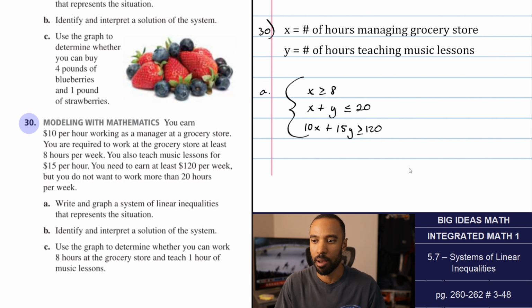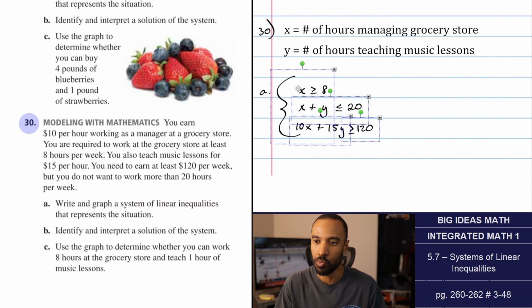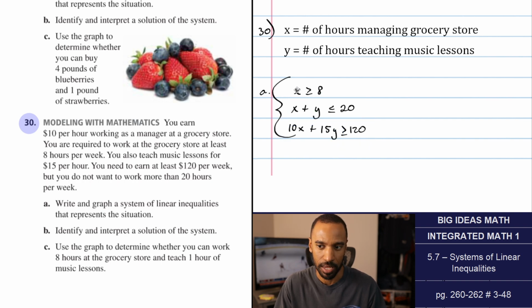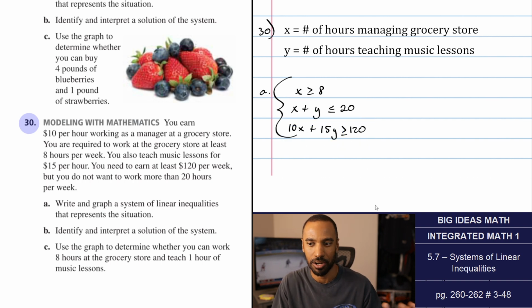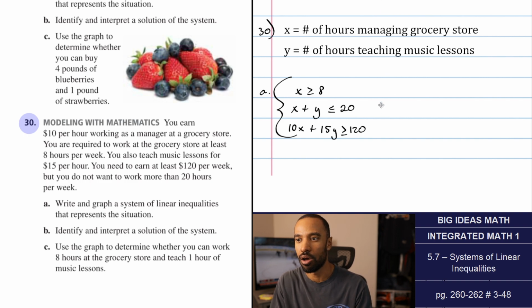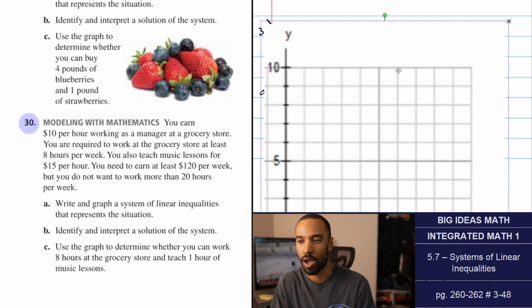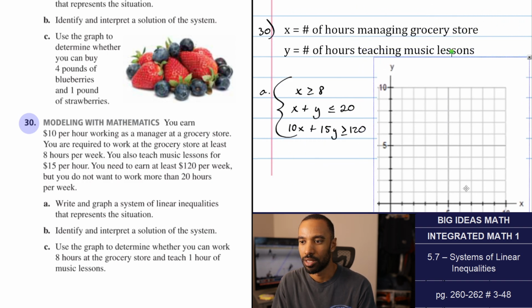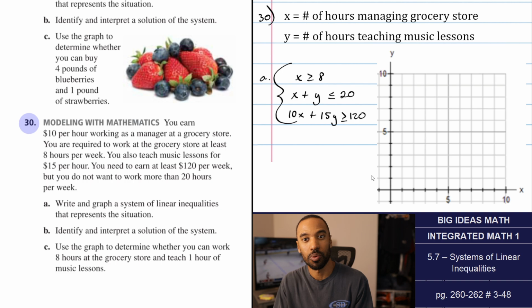And as much as you're probably thinking to optimize, you're like, oh, that's easy. We can do this, this, and that. Because you're thinking, hey, I make more money teaching music lessons. Yes, but you also need to work 8 hours at the grocery store. You don't want to work more than 20 hours. So, all the stuff, that's why we graph it. That's why we graph it. And that's what this big old quadrant is for. So the graph will represent every solution. That's really what I like about these.